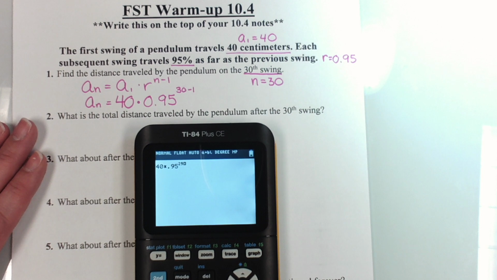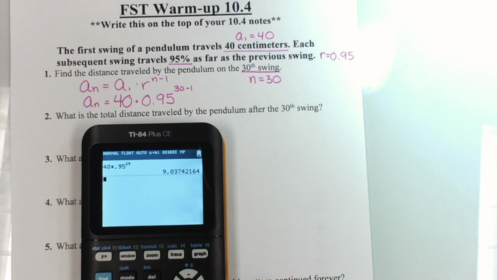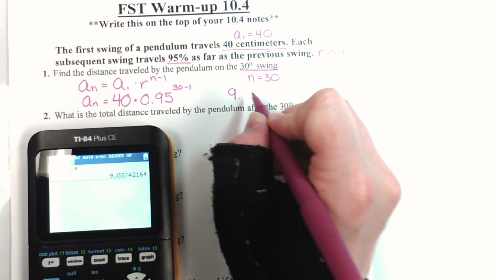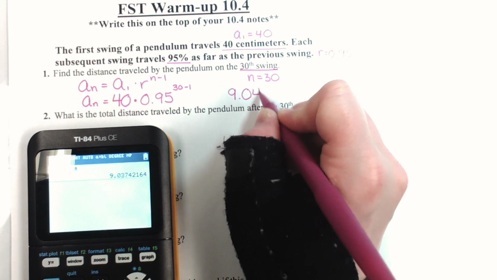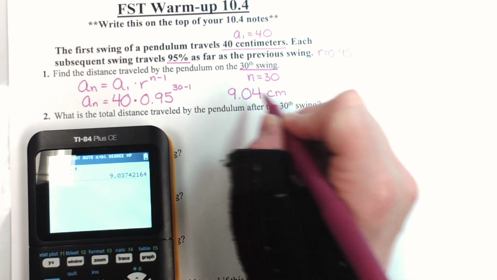Now, before I type it in, I'll probably simplify that piece. On the 30th swing, the distance it travels, I'm going to go with 2 decimal places, 0.4. What unit would go on this? Because this is a word problem. Centimeters.